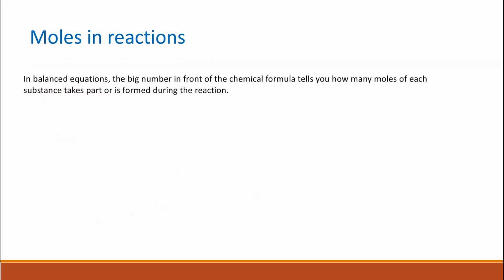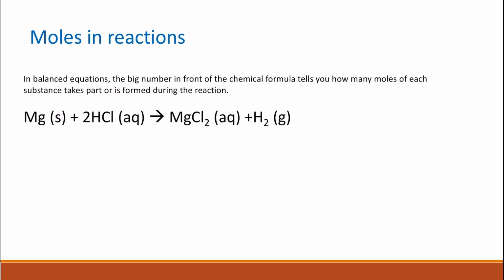So in a balanced equation, the big number in front of the chemical formula tells you how many moles of each substance take part in or is formed during the reaction. For example, in this reaction, this is a balanced equation. So in this reaction, 1 mole of magnesium reacts with 2 moles of hydrogen chloride to give you 1 mole of magnesium chloride plus 1 mole of hydrogen. So now this is balanced and now we know how many moles react or is produced from this reaction.